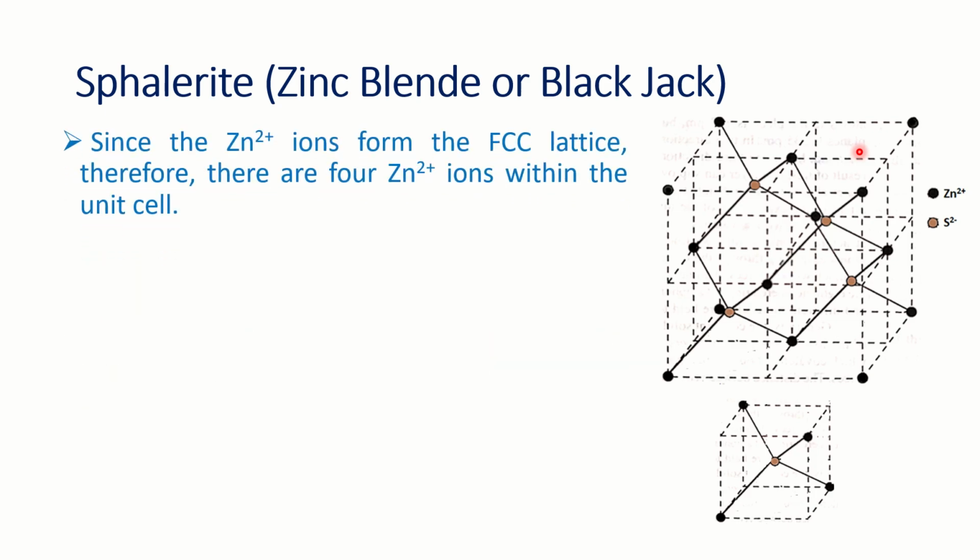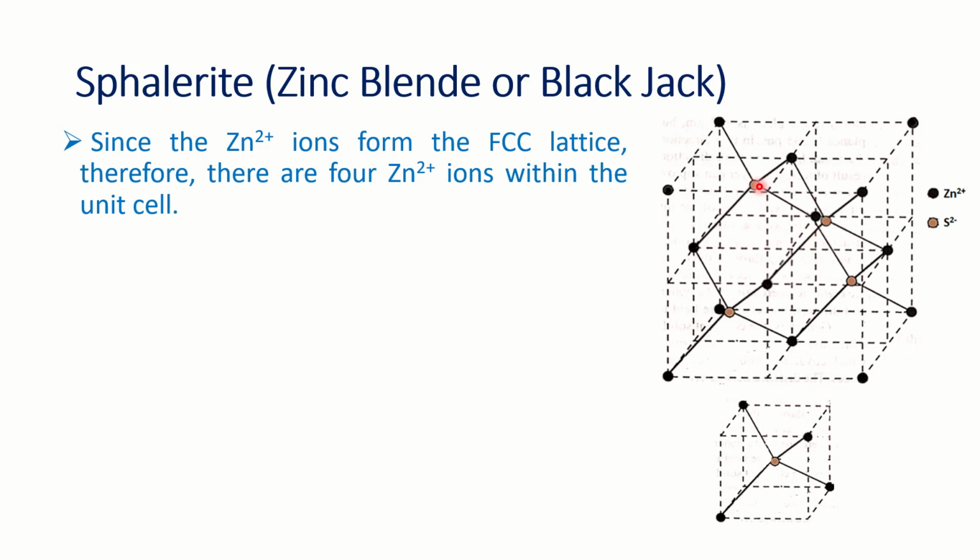Since the zinc 2 plus ions form the face centered cubic lattice, there are 4 zinc 2 plus ions within the unit cell. So 4 zinc ions means the face centered cubic. Here you can see 14 black spots, that is zinc cations. But out of these 14, 4 are inside, and we know the calculation from our previous lectures, and 10 are outside.